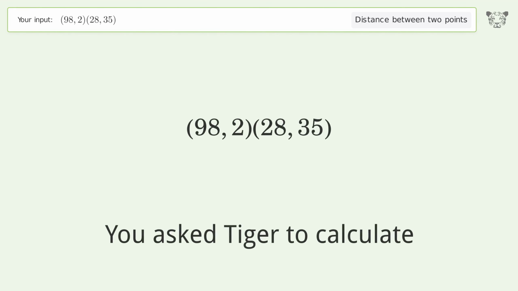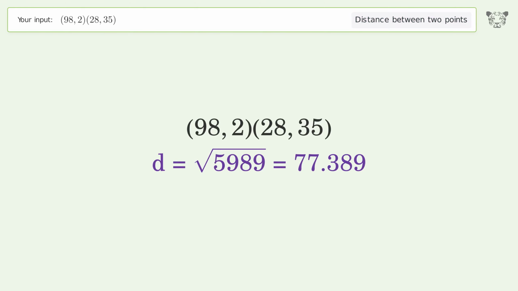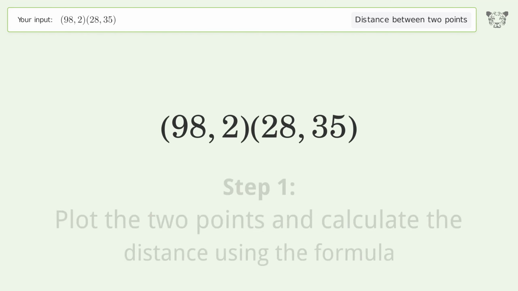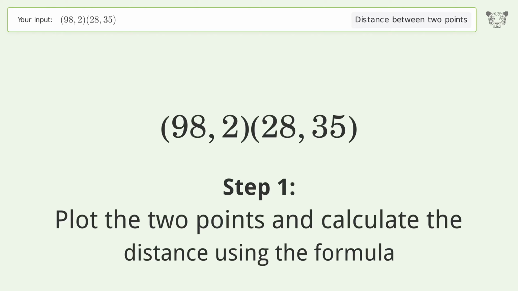You ask Tiger to calculate. This deals with the distance between 2 points. The distance between the 2 points is the square root of 5,989, or 77.389. Let's solve it step by step. Plot the 2 points and calculate the distance using the formula.